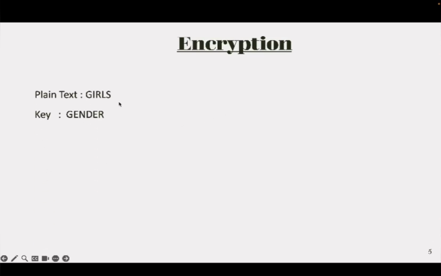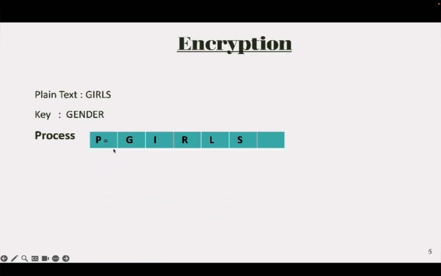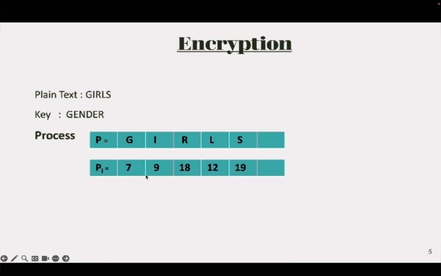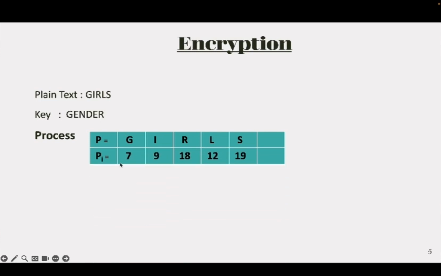Here is our plain text, that is girls, and the key is gender. Now we come to the process. So at first we write the plain text in every single box. So here we can see 1 row and 5 columns. Now we write the value of A to Z in sequence number. So G equals 7, I equals 9, R equals 18, L equals 12, S equals 19.